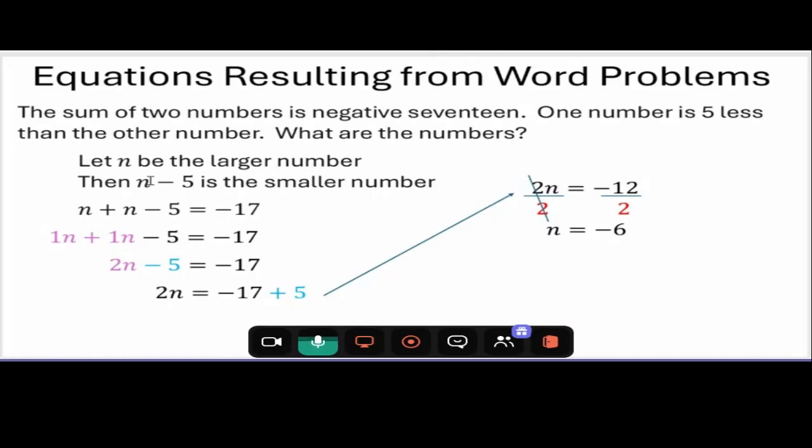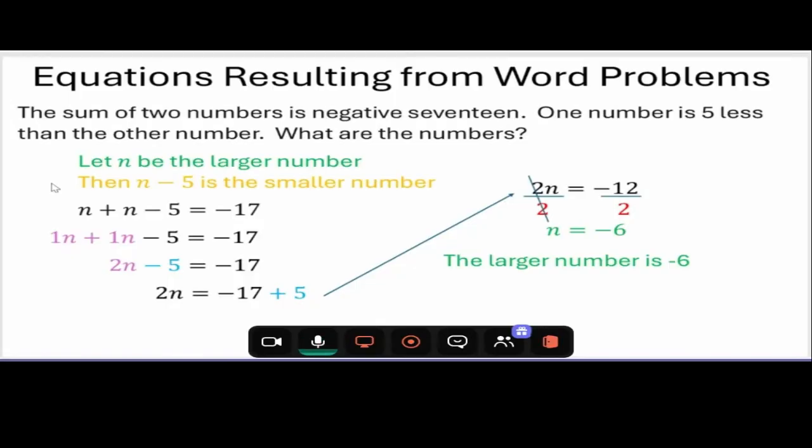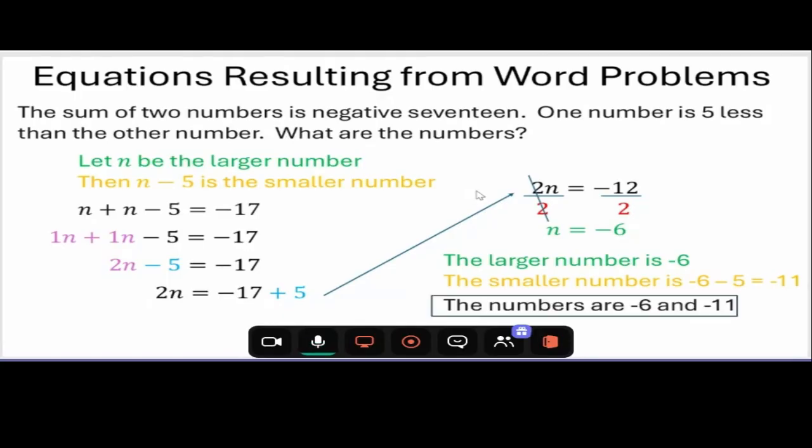Let's go back and find the other number. The larger number is negative 6. n minus 5 is the smaller number, so negative 6 minus 5, which is negative 11. So the numbers are negative 6 and negative 11.